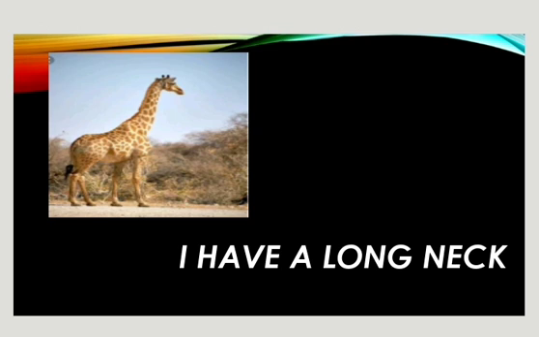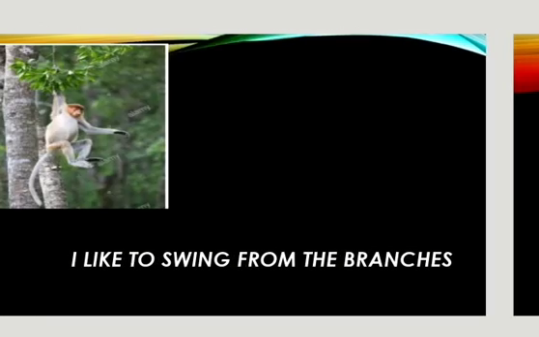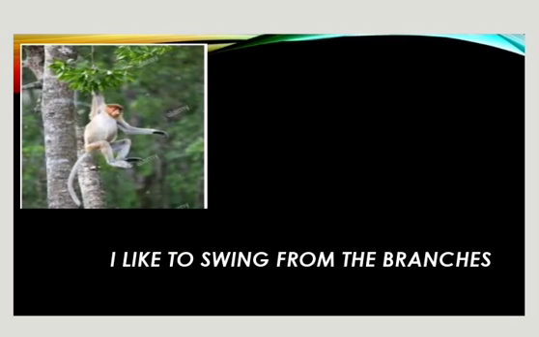Let's come to our next slide. Students, as you can see, a monkey is swinging from the branches of a tree. So the proper sentence will be, I like to swing from the branches. What is the monkey saying? The monkey is saying, I like to swing from the branches.